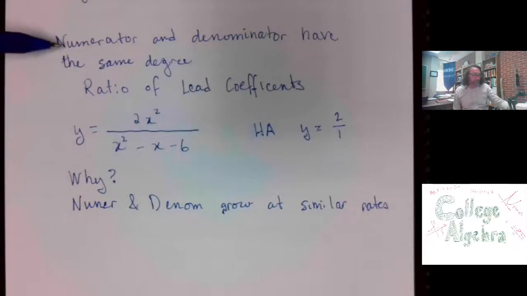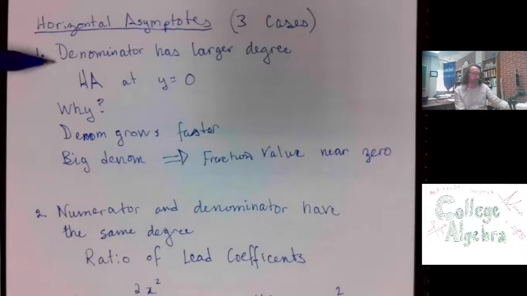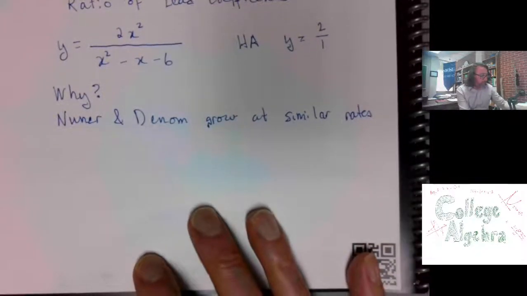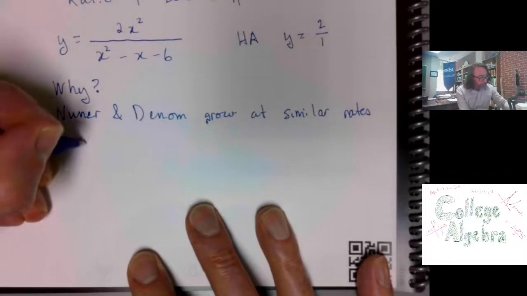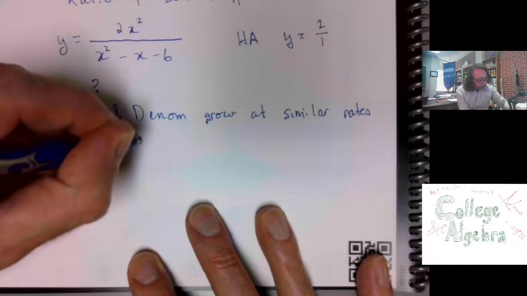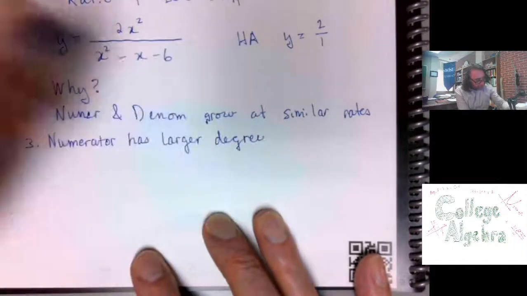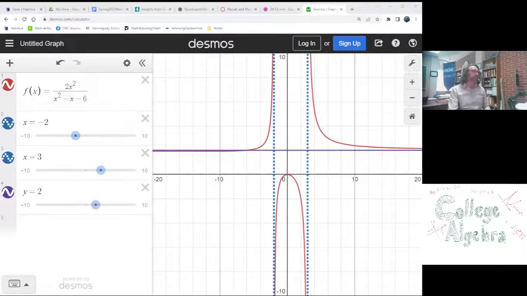So when you have the numerator and denominator having the same degree, you get a horizontal asymptote at the ratio of the lead coefficients. So I bet you can guess what the next case is going to be, right? We have denominator larger degree, same degree, and I guess we should do the third case where the numerator has the larger degree. Okay, let's see what happens when we examine a case like that. Let's go back to Desmos. Let me hide these for right now.